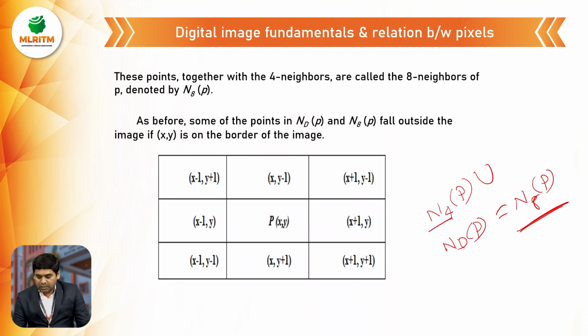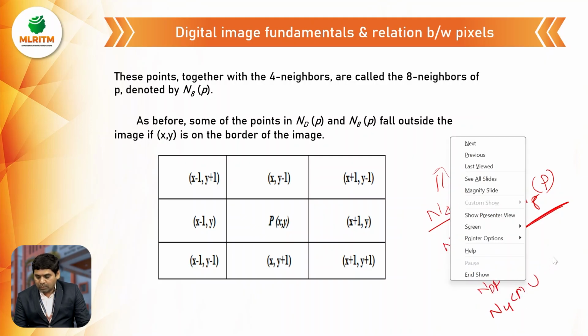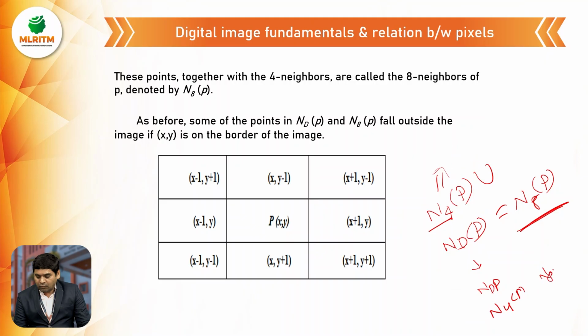The 4 neighbors of p is N4 of p, and the diagonal neighbors of p is ND of p. The union of ND of p and N4 of p is equivalent to N8 of p. This is the mathematical form of these neighbors.